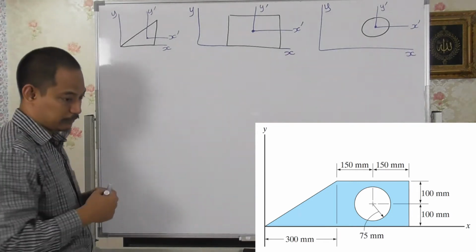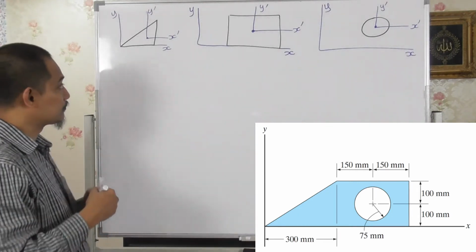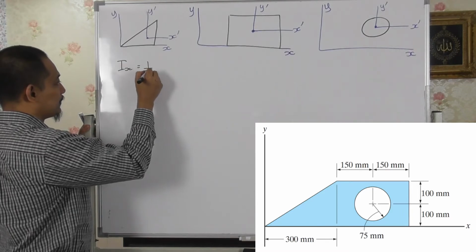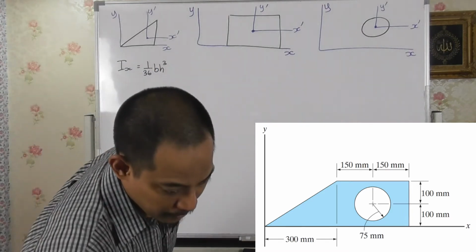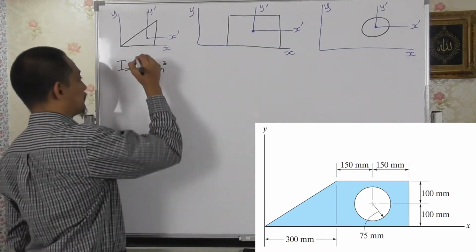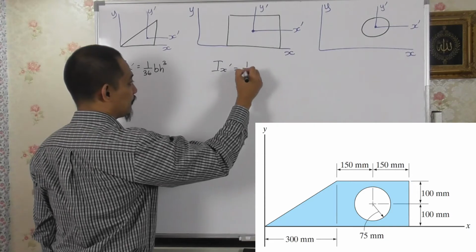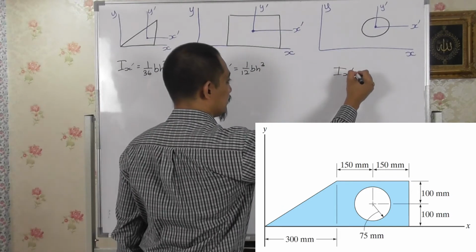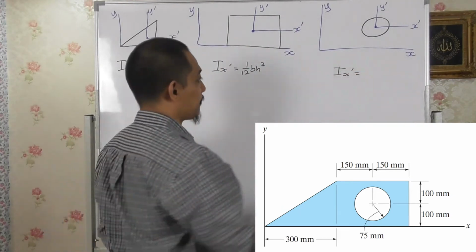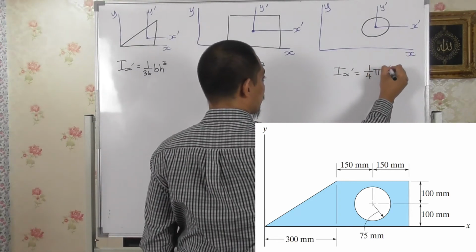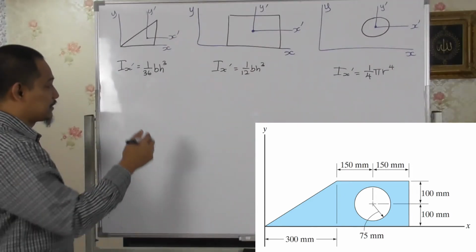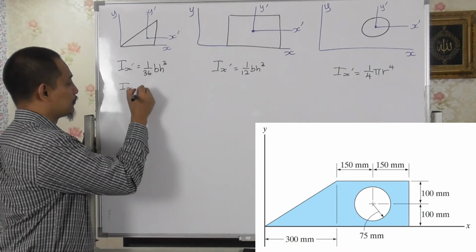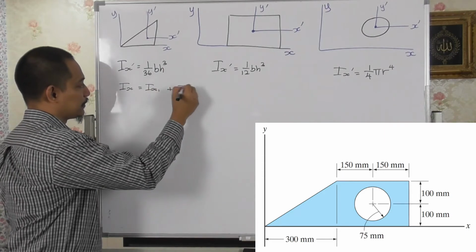And we have the equation, right? So if you refer to the table, for the triangle, Ix is 1 over 36 bh cube, right? Correct. And for the rectangular, this is Ix prime. So Ix prime here is 1 over 12 bh cube, and Ix prime here is, what is it, 1 over 4 pi r to the power 4, right? And the universal parallel axis theorem is basically Ix equal to Ix prime plus A dy squared.